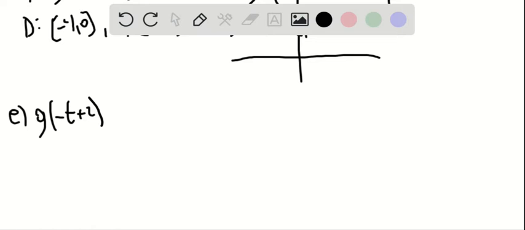Okay. So our domain of g of negative t plus 2 becomes -2 to 2, and our range becomes -3 to 0.